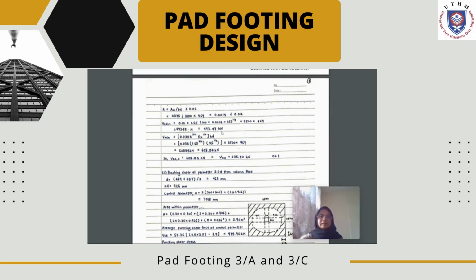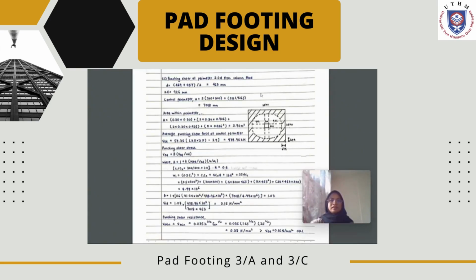The calculated value for K and P1, we will calculate the VRDC. For Vmin, we will calculate using this formula. So the value for VRDC is larger than VED, so it is approved. Then calculate the punching shear at perimeter 2.0 d from column face.